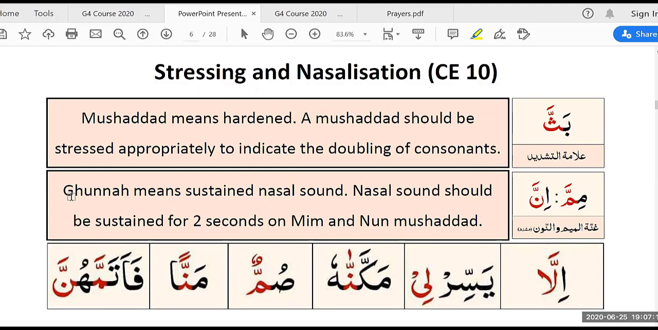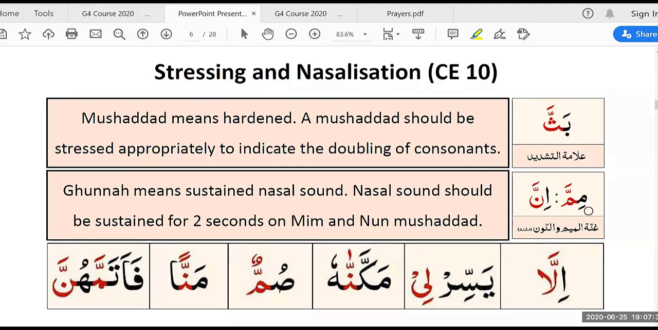Okay. Then we did nasalization or ghunna, which means that we have to sustain a nasal sound. And the nasal sound should be sustained for 2 seconds on meem and noon mushaddad. So we have two letters of ghunna, which are meem and noon. And when they carry the shadda sign, we should stress on them, and we should also make a nasal sound. And this should be for 2 seconds.